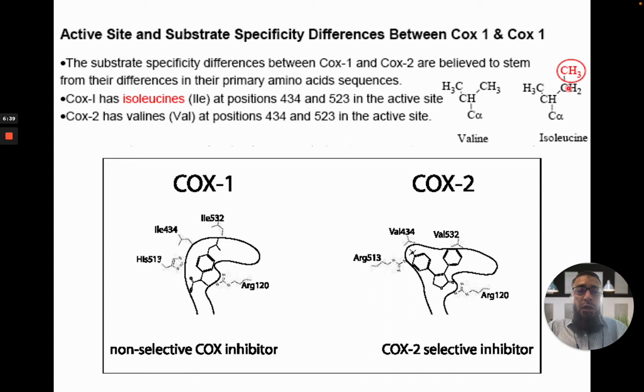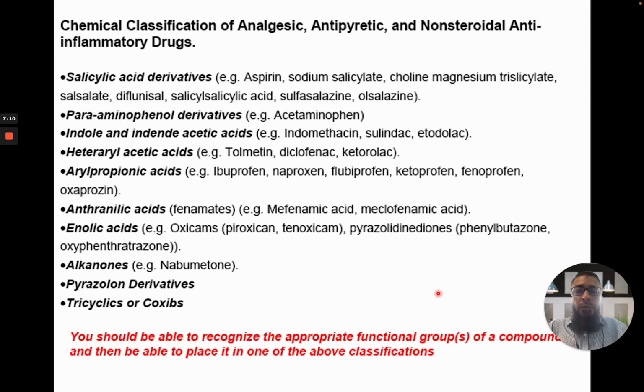You can see COX-1, which acts as a non-selective COX inhibitor. This is how the compound inhibits. There is a difference between COX-1 and COX-2: in COX-2 there is a valine, and in COX-1 there is an isoleucine. This is how the compound binds with COX-1 and inhibits its function, and the same way it binds to COX-2 and inhibits its function. Now we come to the classification of the analgesics.